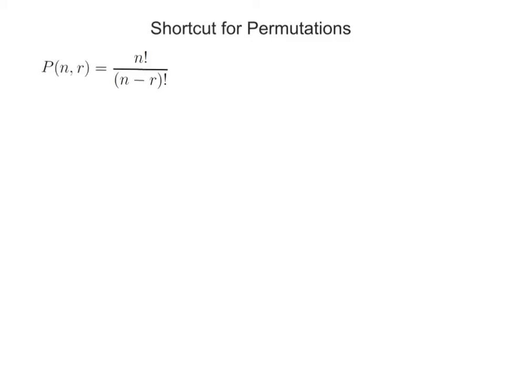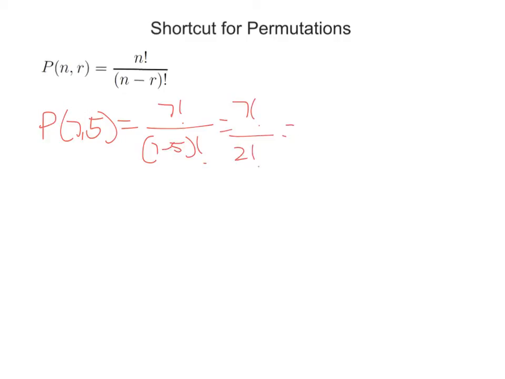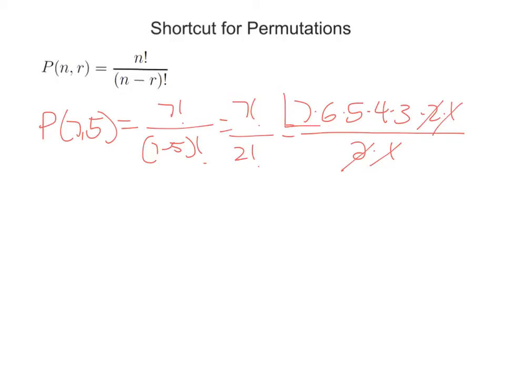If we have, for example, P of 7 choose 5, that's going to be 7 factorial over 7 minus 5 factorial. This is 7 factorial over 2 factorial. Well, when we go to write this out, and I don't care so much right now about what the number is that we get, we see that the 2 and the 1 and the 2 and the 1 can cancel, and really all we need to multiply is 7 times 6 times 5 times 4 times 3.